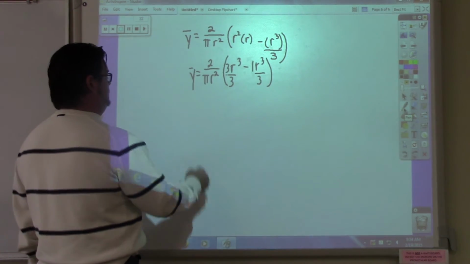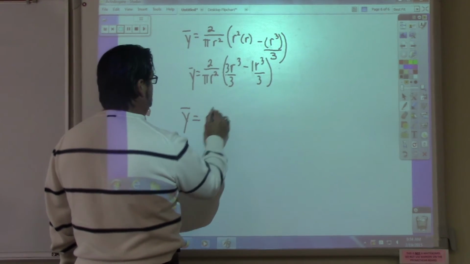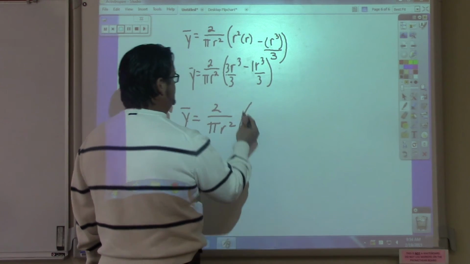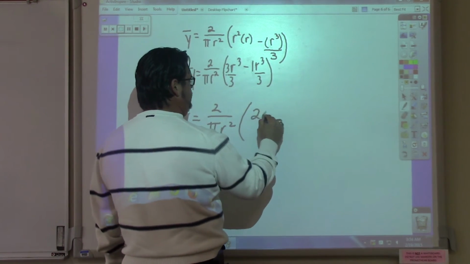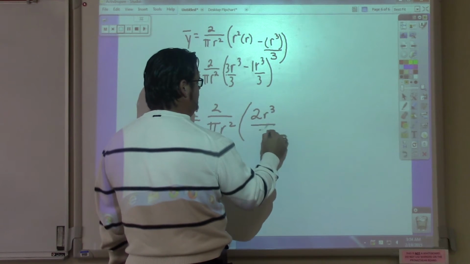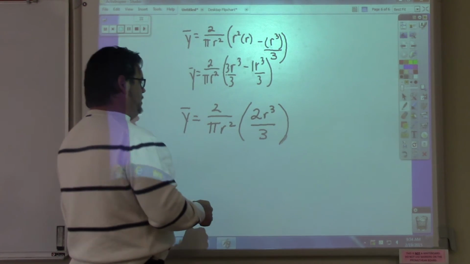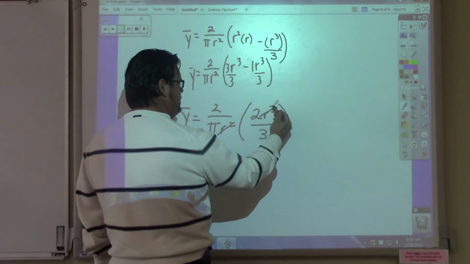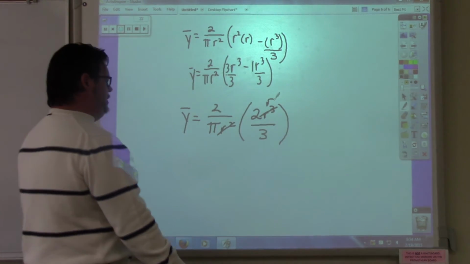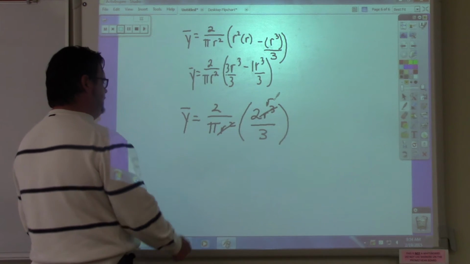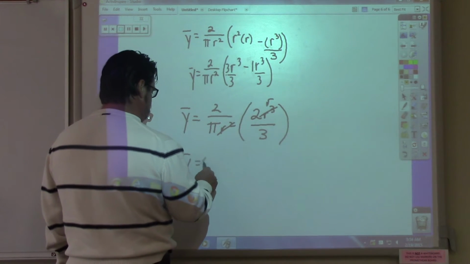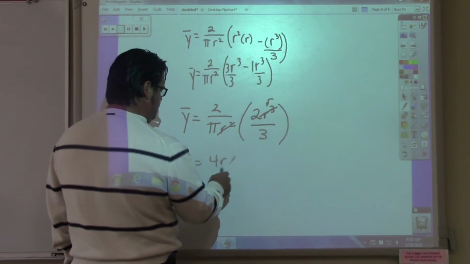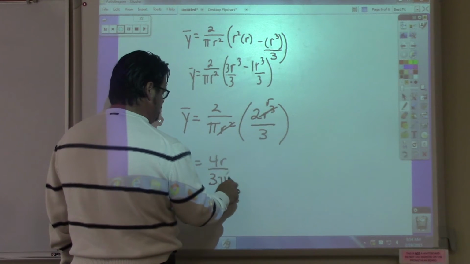Alright, let's see if y bar is equal to 2 pi r squared times, what do we get? 2r cubed over 3, and r squared will cancel with this and leave r. I got 4r over 3. Somebody help me out. 4r, oh yeah, 3 pi, sorry. 4r over 3 pi.